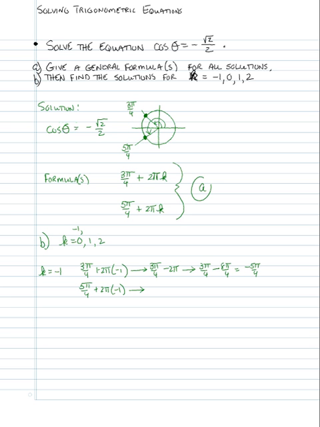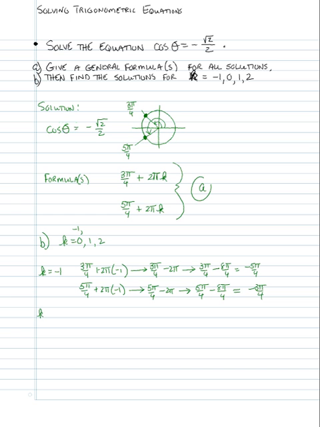Oh, but what about the second formula? Well, that would give us 5 pi over 4 minus 2 pi, which is the same thing as 5 pi over 4 minus 8 pi over 4, just getting a common denominator, and of course that's negative 3 pi over 4.